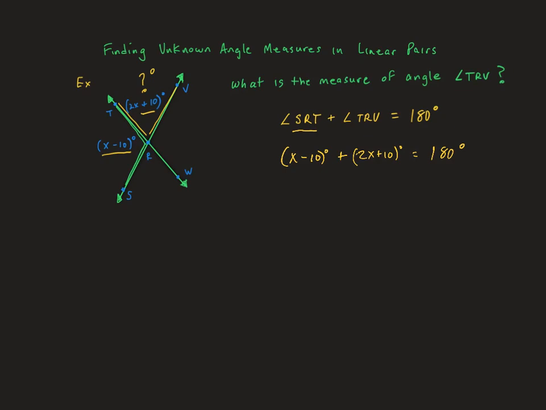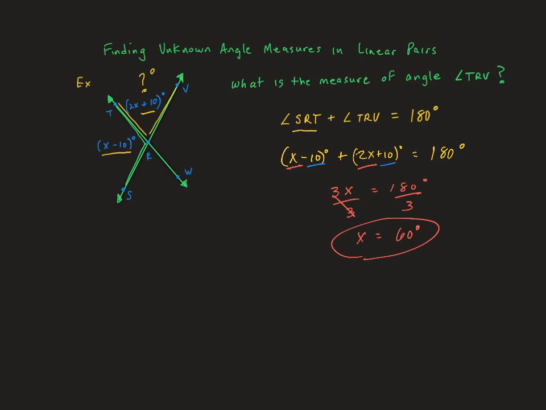So now I can just combine like terms and solve for my variable. If I combine my variables, I have x plus 2x, and then I have negative 10 plus 10. So that ends up giving me 3x plus 0, or 3x is equal to 180 degrees. Divide by my coefficient, and then x is going to be equal to 60 degrees. Okay, well, I found out my unknown, but they didn't ask me to find out what x was equal to. They asked me to find out what is the measure of angle TRV.